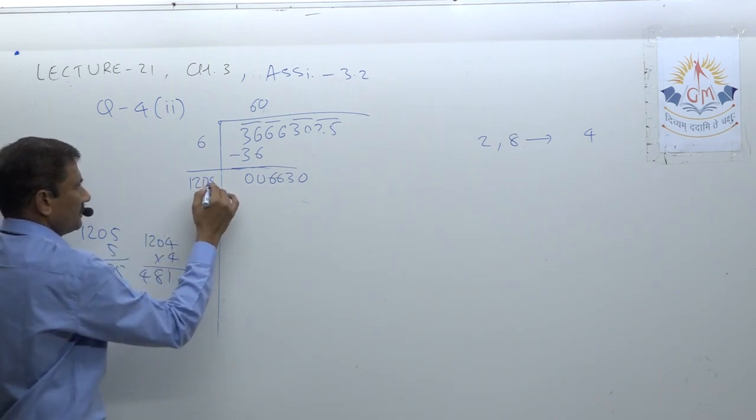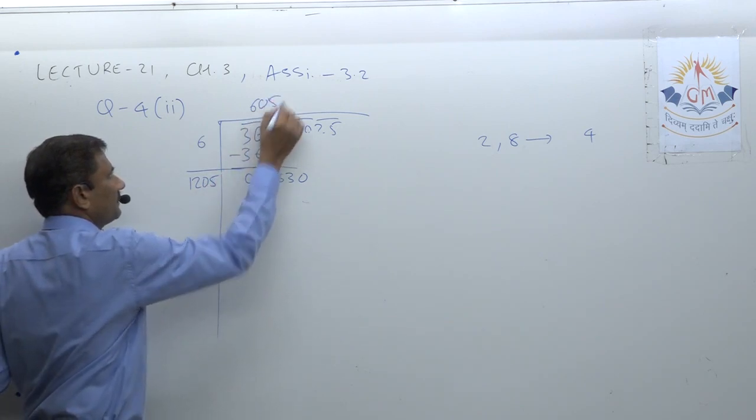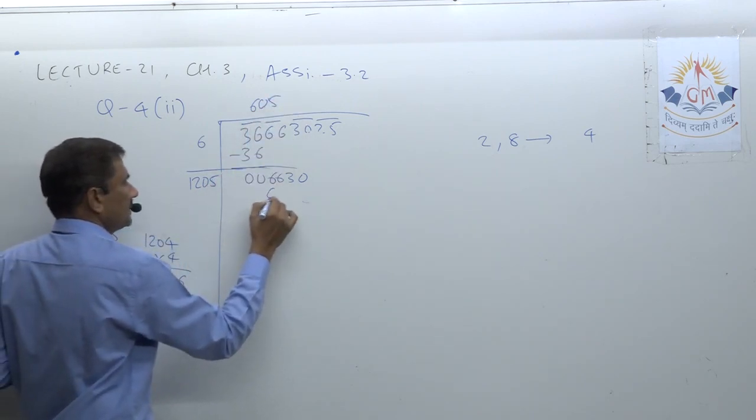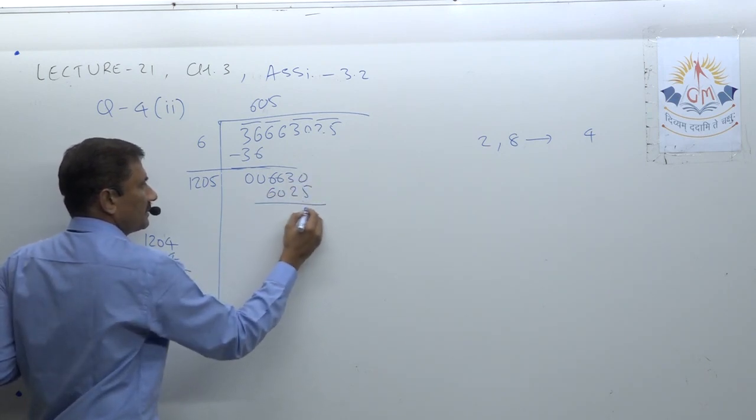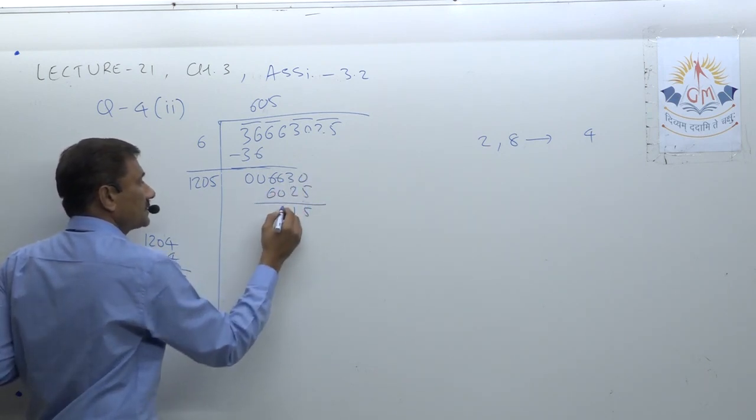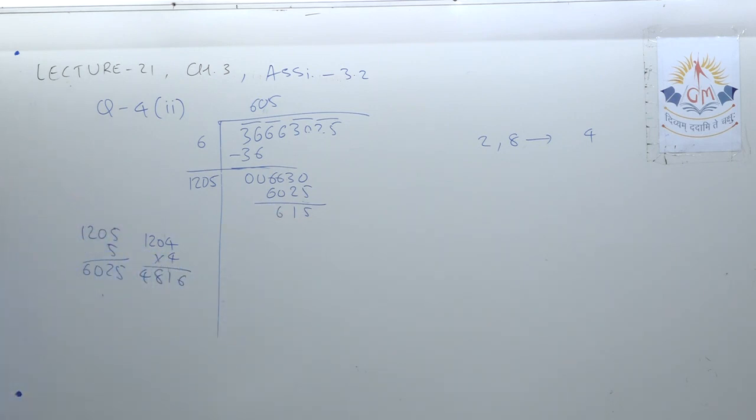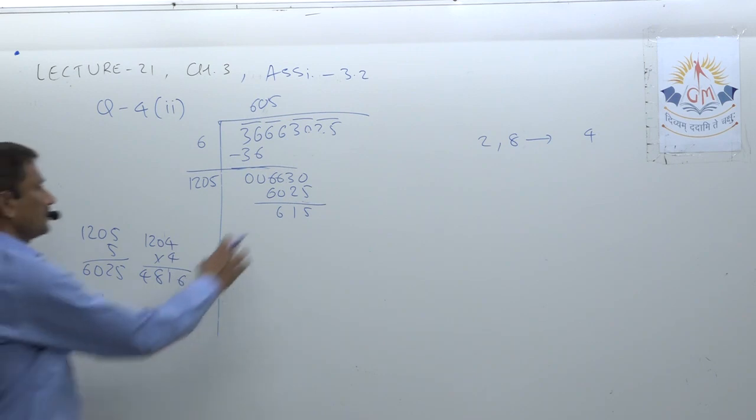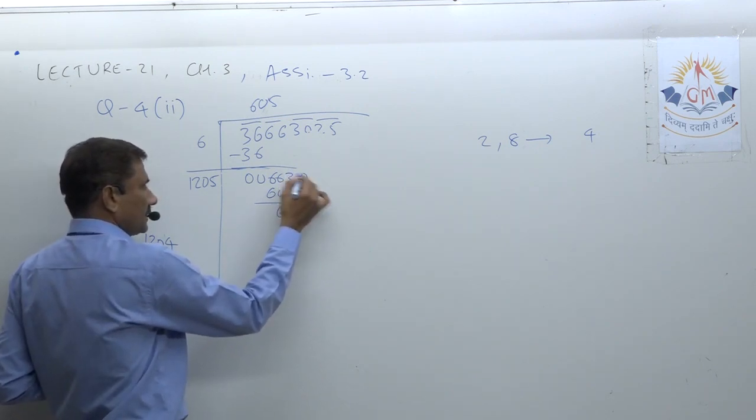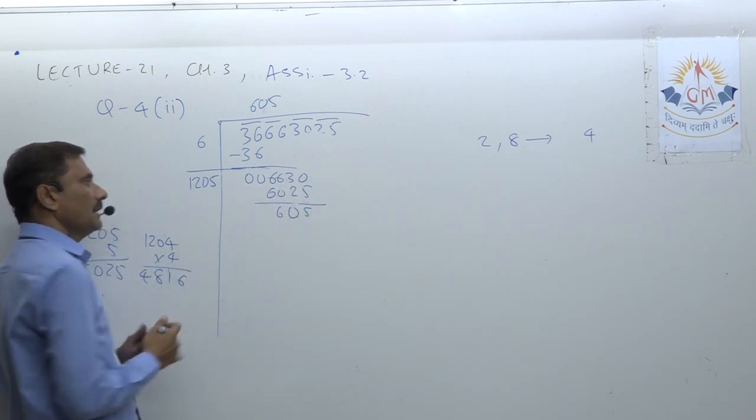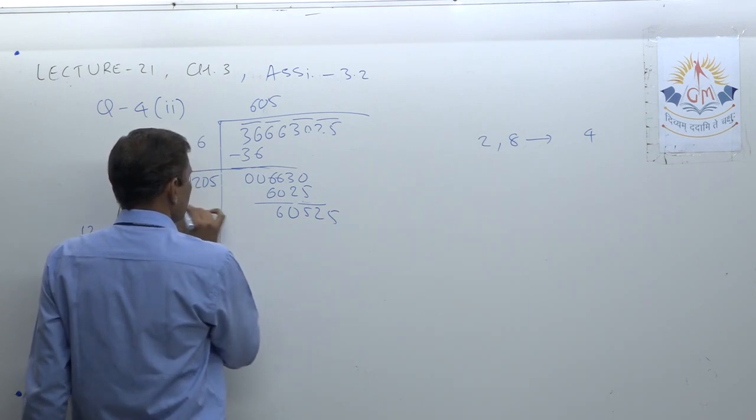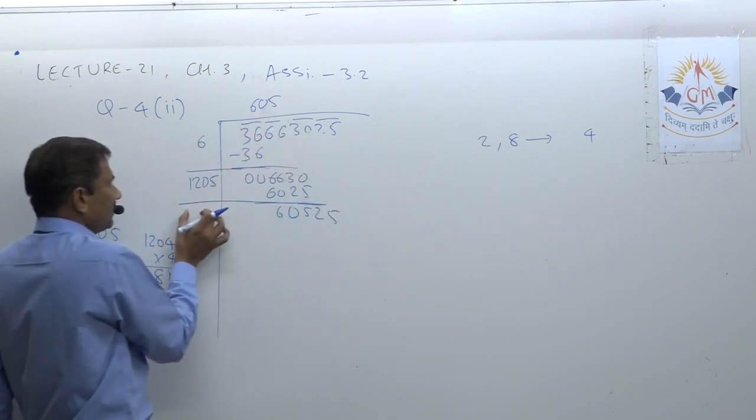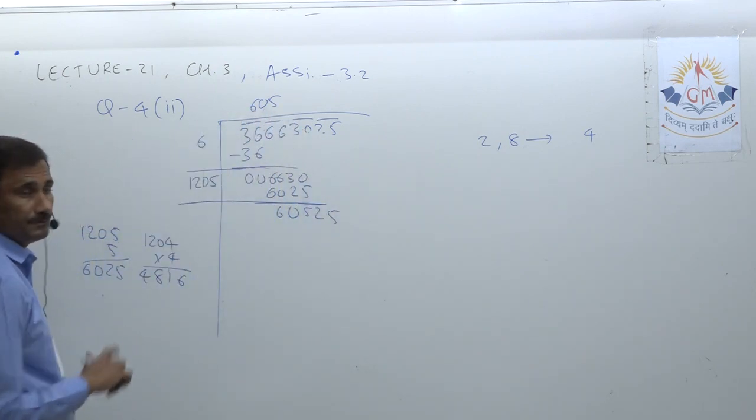1205 into 5. How much is it? 6025. Okay, so 10 minus 5, 5; 3 minus 2, 1; 6 minus 0, 6. Sorry, here 2 minus 2, 0, because 10 is taken here, so 2 minus 6, 0, 5 is there. Now bring down 2, 5. But right here, double of whatever quotient is there.